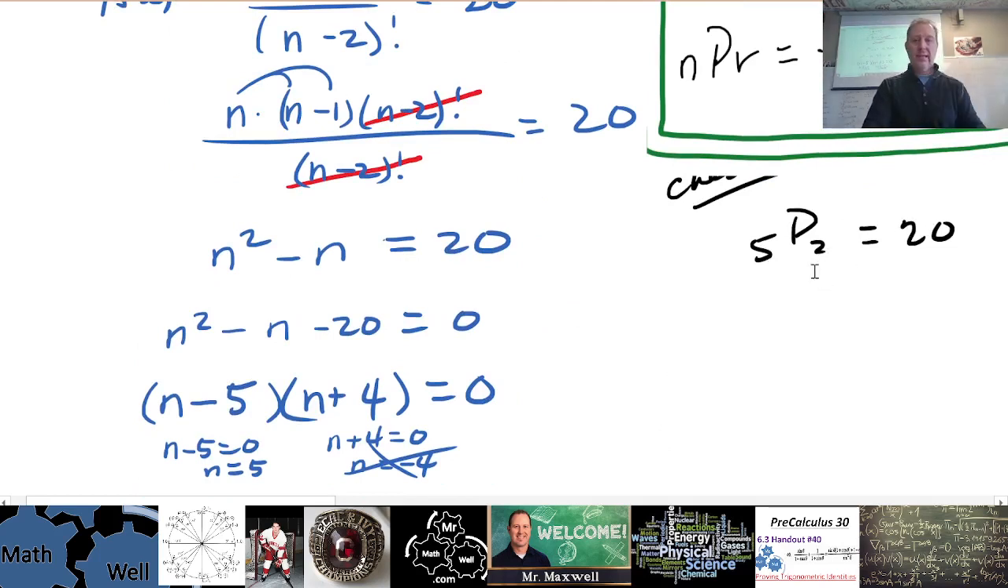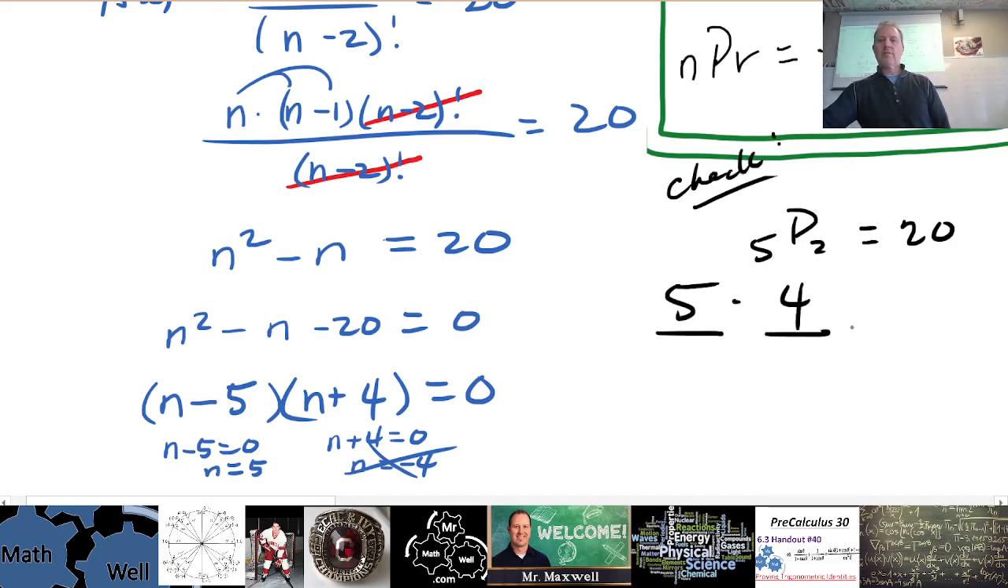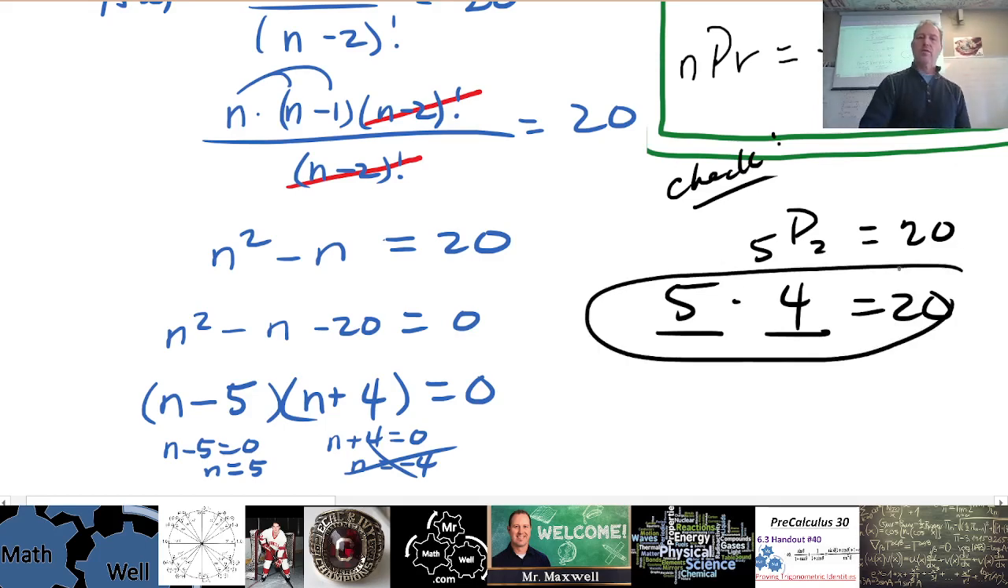Fundamental counting principle, I suppose, if you thought about it that way: if we had 5 options for the first choice, picking 2 at a time, and then 4 options for the second one, guess what? That's 20. That's a really easy way to think about that too. So the fundamental counting principle for simple problems would work as well.